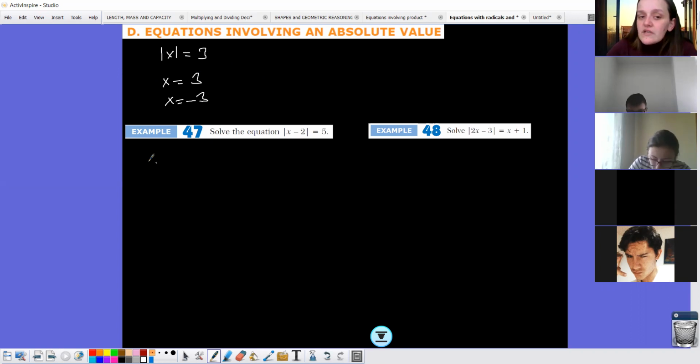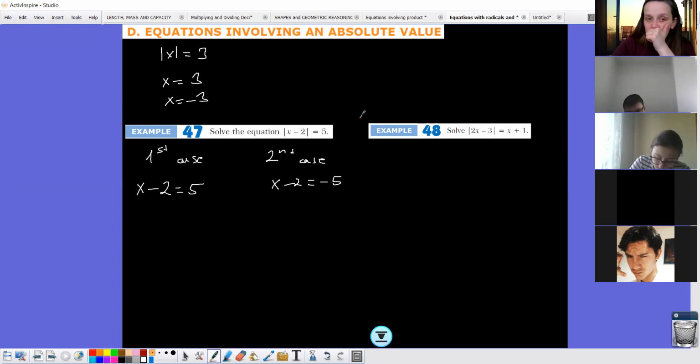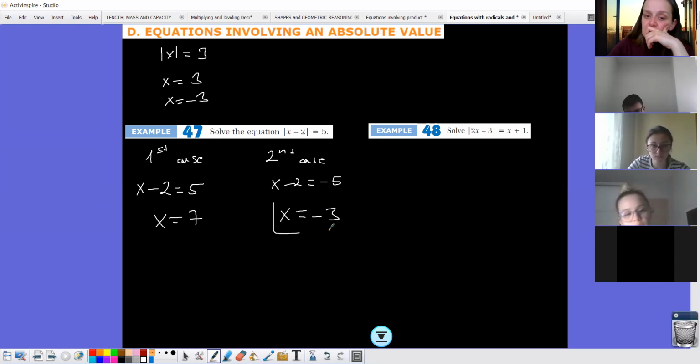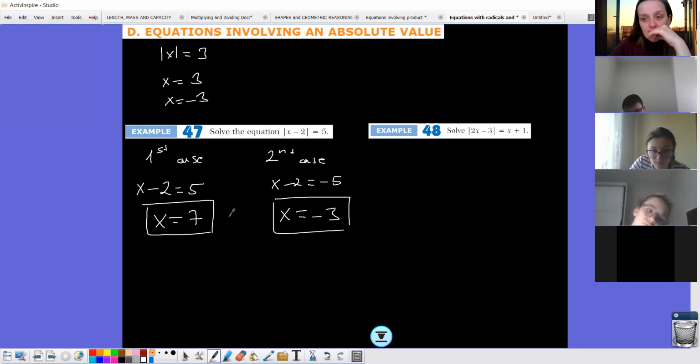For example, how it works. First case, let me write. If our absolute value of x minus 2 is equal to 5, then I have x minus 2 is equal to 5, or second case, x minus 2 is equal to minus 5, yes? So from here, x will be 7, and from here, x will be minus 3. So we have two solutions for x. Okay?